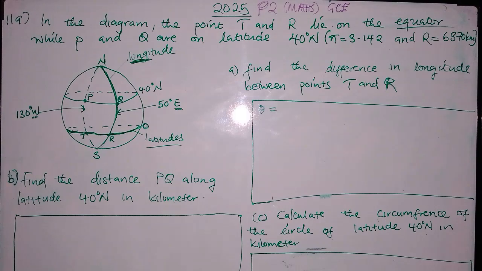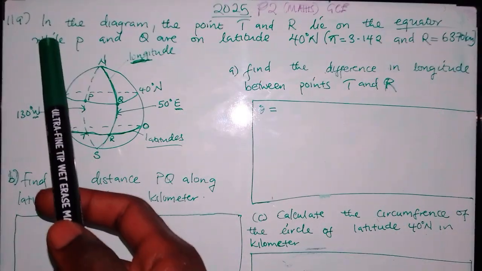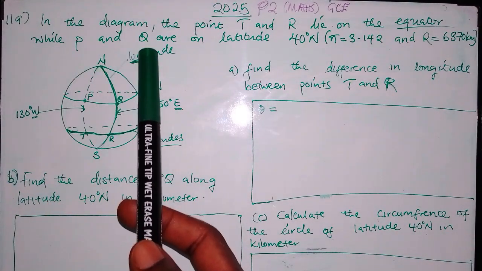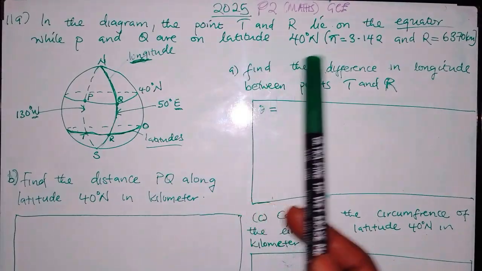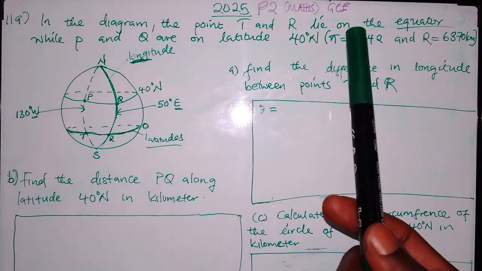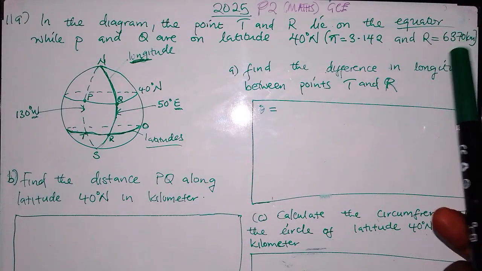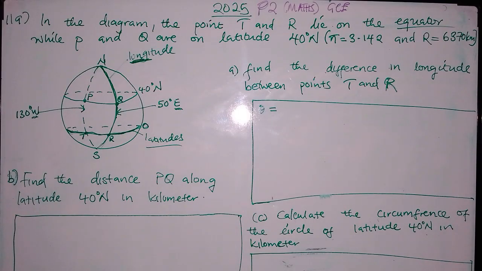So the question says, in the diagram, the points T and R lie on the equator, while P and Q are on latitude 40 degrees. We have been given pi to be 3.142 and the radius to be 6370 kilometers. So our first question is saying, find the difference in longitude between points T and R.